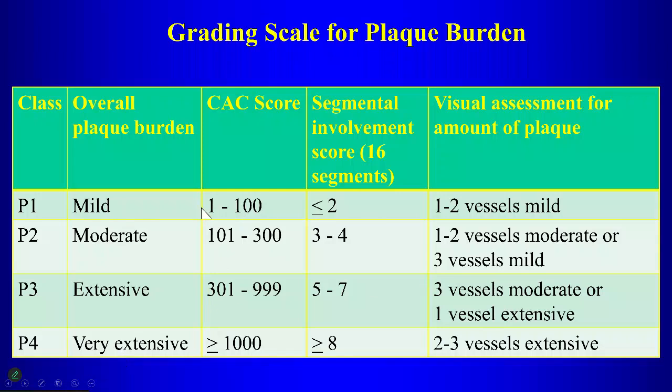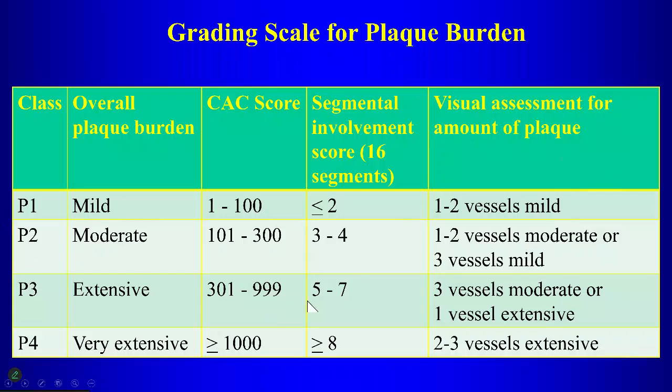So if your calcium score is between 1 and 100, then you give it a P1. If the calcium score is between 101 and 300, you give it a P2, etc. If you don't have a calcium score, you can actually look at all the segments of your coronary arteries and decide if they're involved with plaque. It's a very tedious process. Or you can do a visual assessment for the amount of plaque, another tedious process. The easiest thing to do is just look at the calcium score and to use that for this modifier.